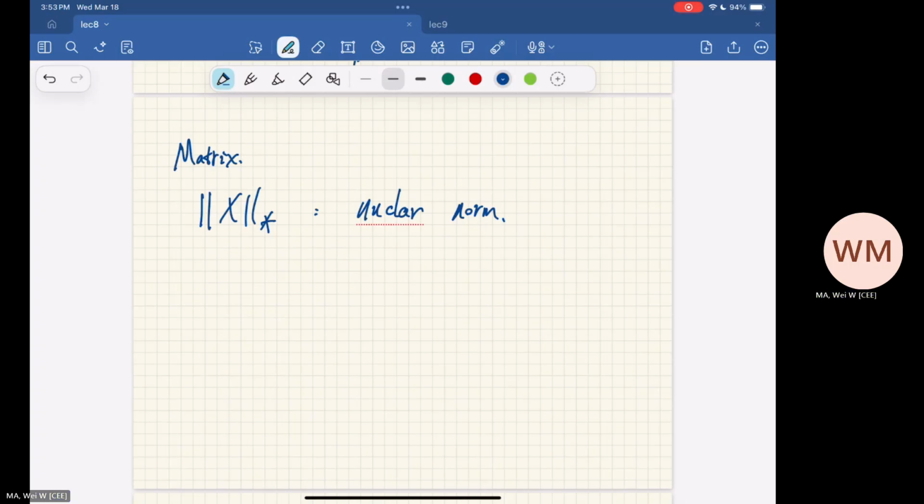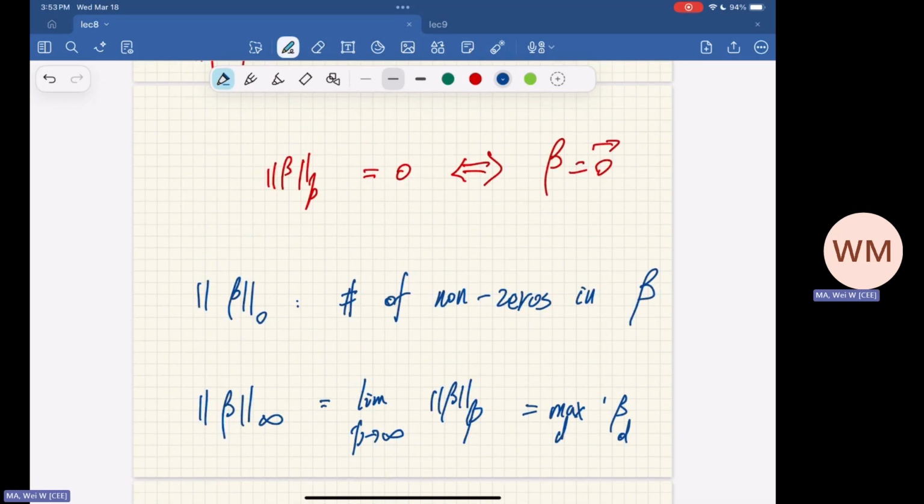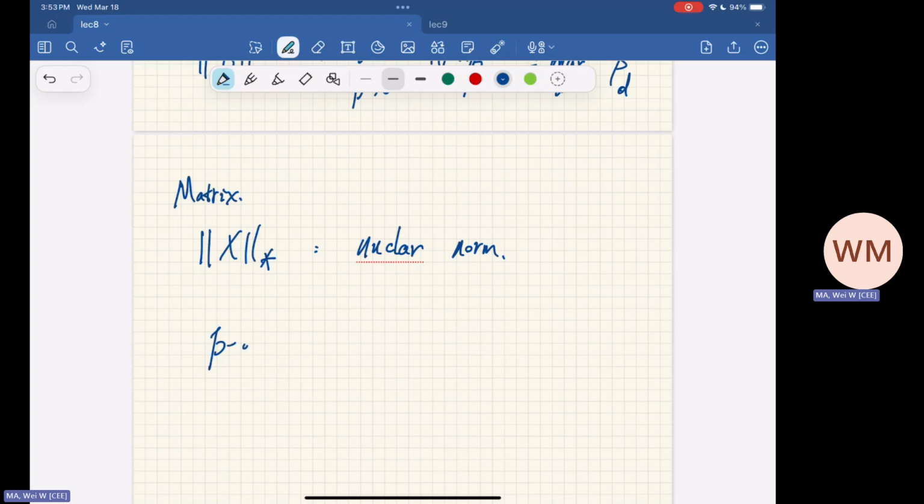All the vector norms can be used for matrices. The p norm is still defined and still valid. You still have the p norm for matrices, and there are other norms particularly defined for matrices. The most commonly used one is this one, the nuclear norm. It is particularly important in many areas. You will definitely read this in some machine learning papers if you are doing related study, so if you're interested, try to read about it.